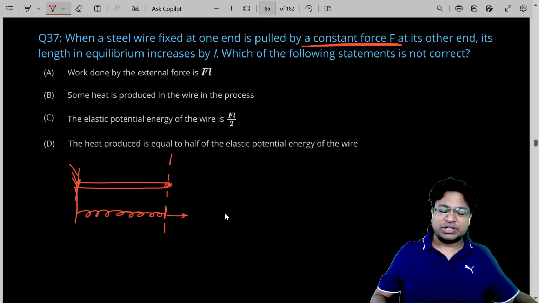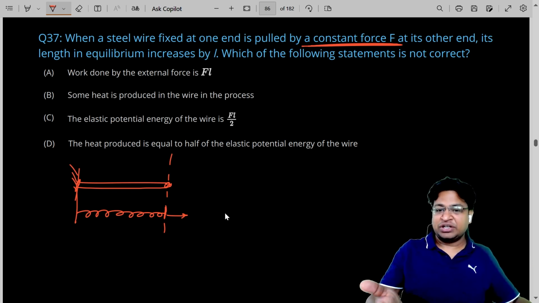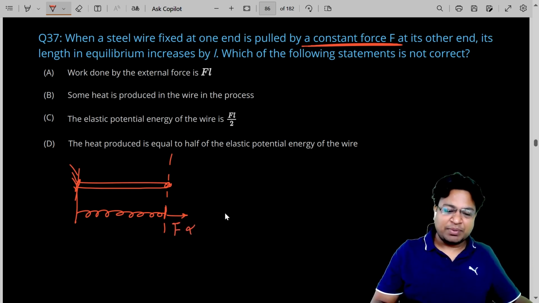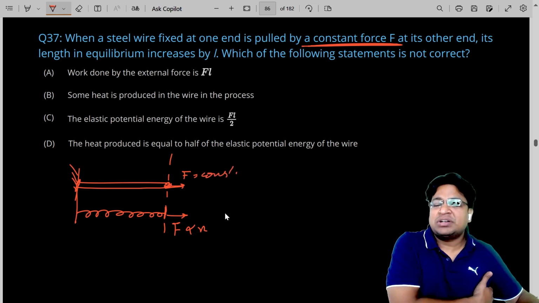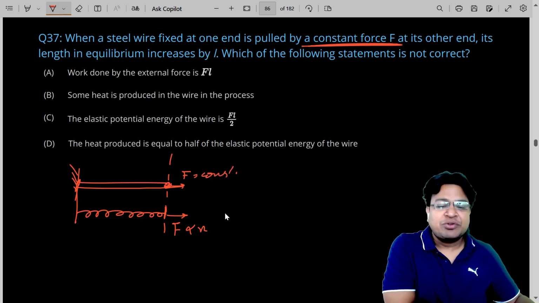When you are pulling a string, and we generally assume it to be massless, the force will be proportional to x, but here in this case, the force has been given to be a constant value. So here what happens is that because you are exerting a force which is increasing with displacement, there is no loss of energy which is taking place, because this spring cannot acquire any kinetic energy because its mass is zero.